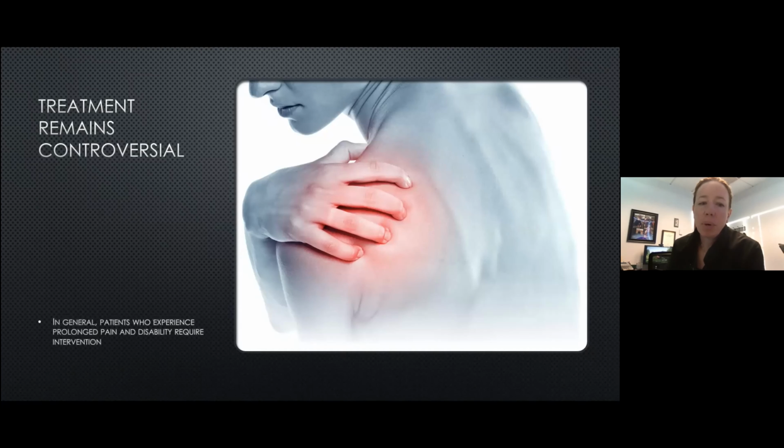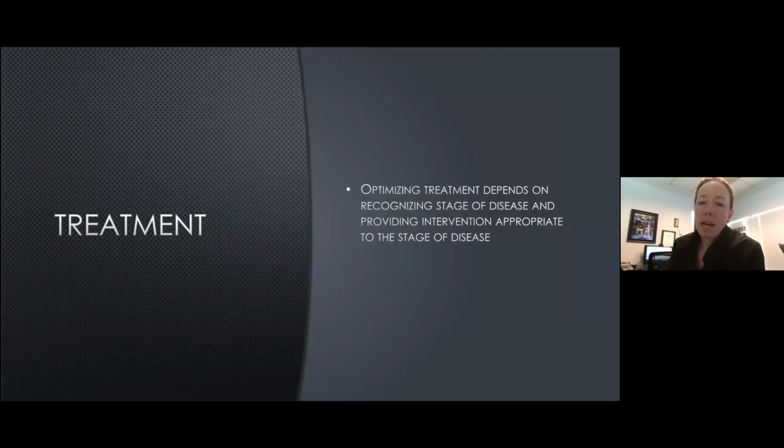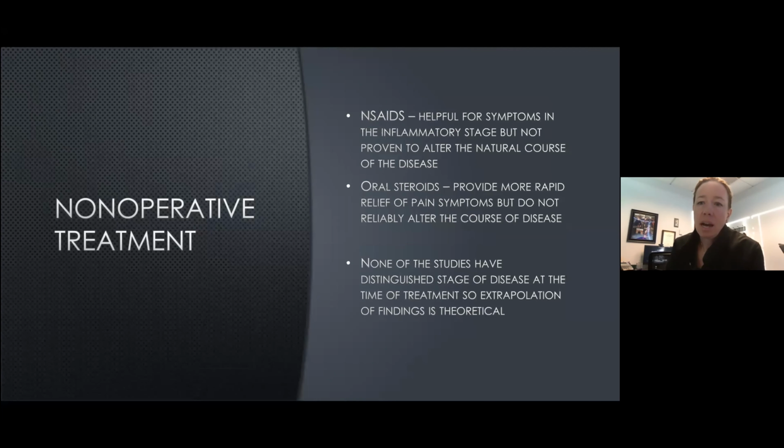Generally, if patients have prolonged pain, disability, and limitation of function, we do something. And I will say that that has changed over the course of my career dramatically, where we were more reassuring early on. I think more and more patients demand some type of intervention at some point, typically earlier on. So really optimizing the treatment depends on knowing what stage of disease you're in and providing the intervention that's appropriate to that stage. Non-operative treatment, anti-inflammatories can be helpful when they're in the inflammatory stage, so in stage 1 or 2, but it doesn't really change the natural course. It just makes their symptoms a bit better through that portion.